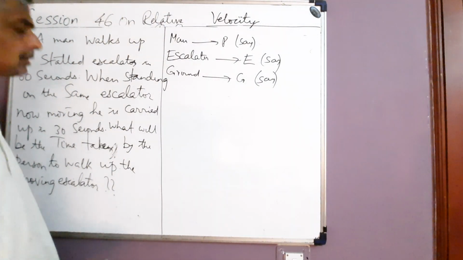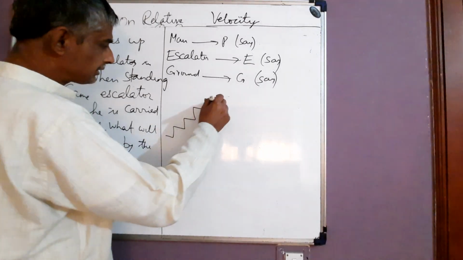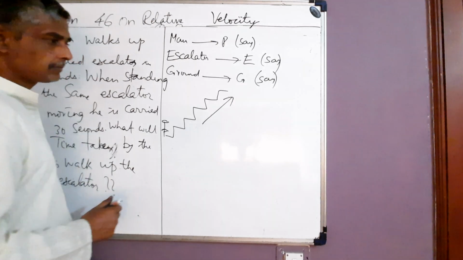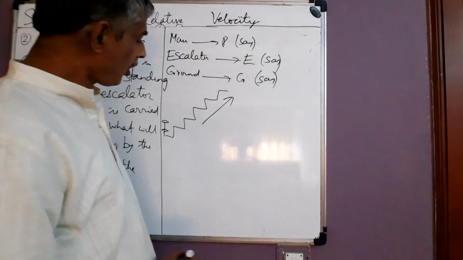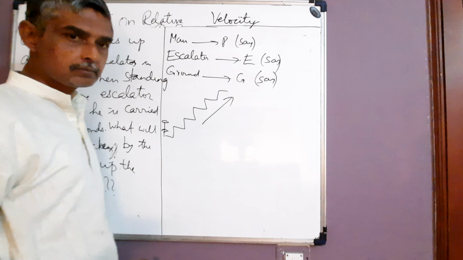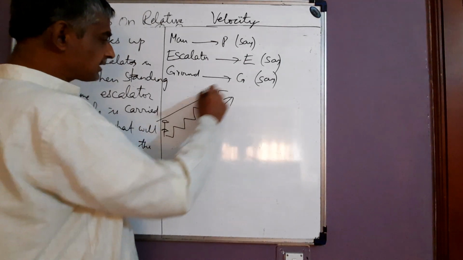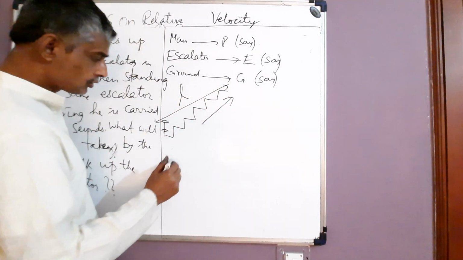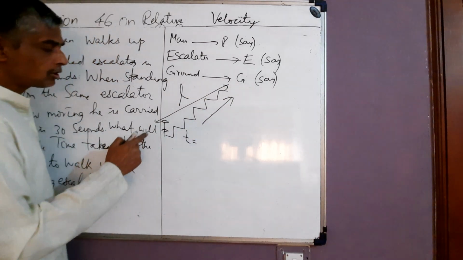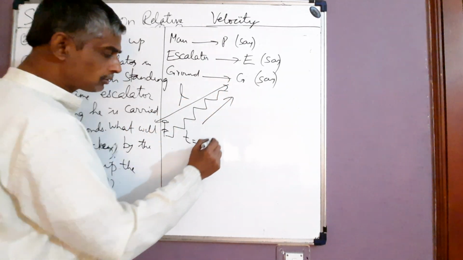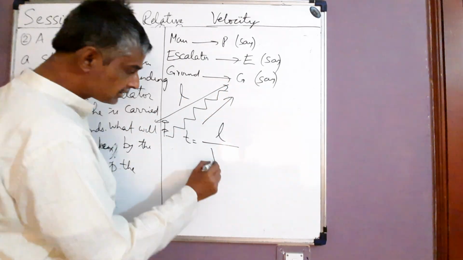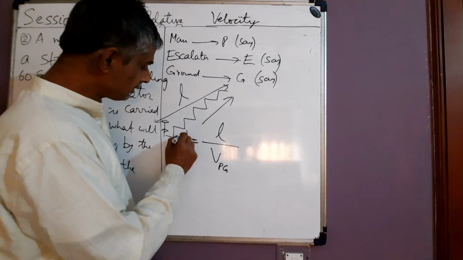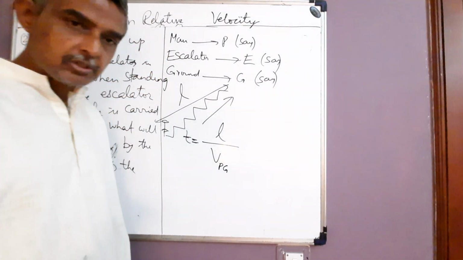So now this is the escalator, a side view of the escalator. It is moving upward with some speed, and the person is walking up this moving escalator. How much time will it take the person to walk up the moving escalator? Suppose the person covers a distance L with respect to ground in going from bottom to top of the escalator. So the time taken will be the distance covered by the person with respect to ground, that is simply L, divided by the speed of the person with respect to ground. So T is equal to L by Vpg.